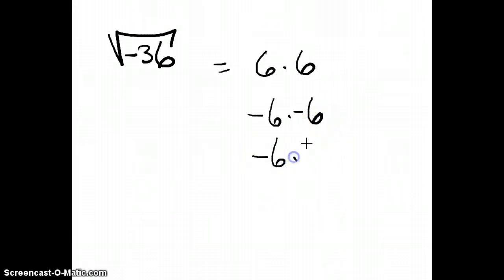Well, how about negative 6 times 6? Is that the square root of a number? By definition, the square root is multiplying itself.